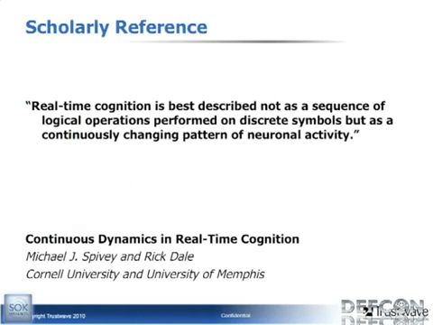Here's the scholarly reference that I think means what I think I'm talking about: real-time cognition is best described not as a sequence of logical operations performed on discrete symbols, but as a continuously changing pattern of neuronal activity. That's from Michael Spivey and Rick Dale of University of Memphis and Cornell University. What I take away from that is it's a flow.